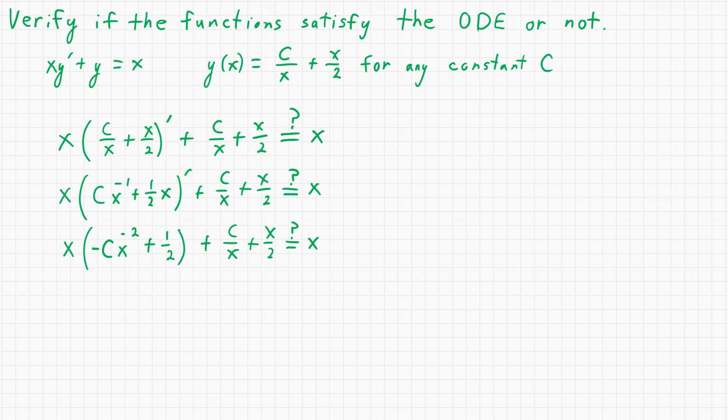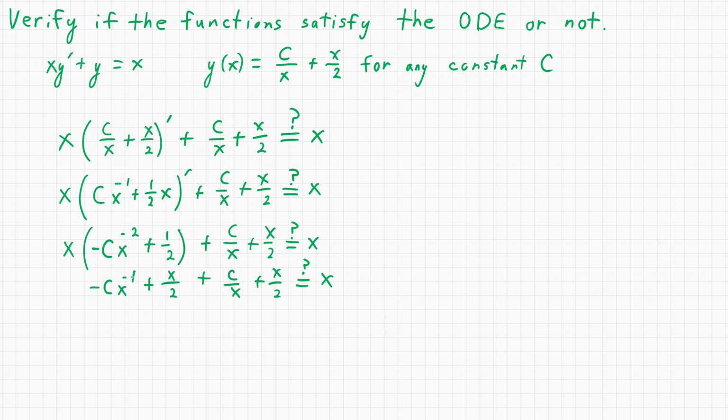Now we can multiply through, so I've got a negative c. X times x to the negative 2 will be x to the negative 1, plus x times 1/2 is x over 2, plus c over x plus x over 2. Does that equal x? And yeah, it looks like it does.